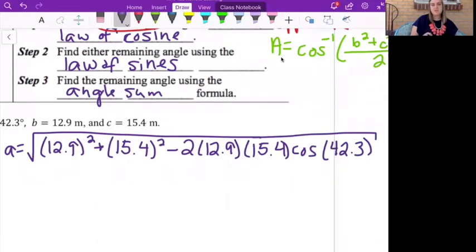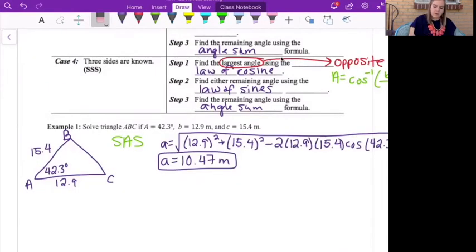And so then what I like to do, I just plug all of this into my calculator. You need to be sure that you have the proper parentheses and that you enter everything in correctly. But if you do that, then you get that A equals 10.47 meters.